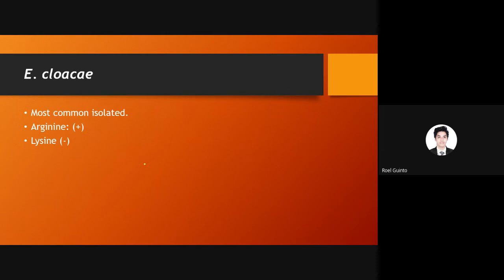Next, we have the Enterobacter cloacae. So this is the most common isolated, so arginine positive and lysine negative. Next, we have Enterobacter aerogenes. This is the second most common isolated Enterobacter. So the biochemical test for arginine is positive while lysine is negative. Kung i-compare natin sila, makikita nyo naman yung kanilang arginine and lysine result.